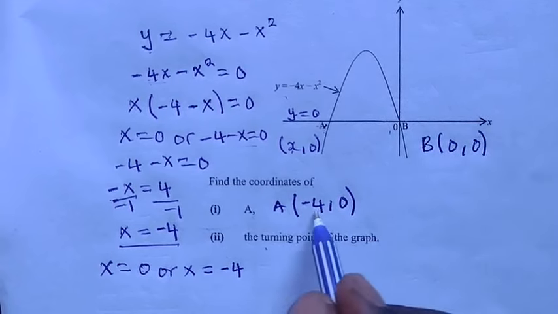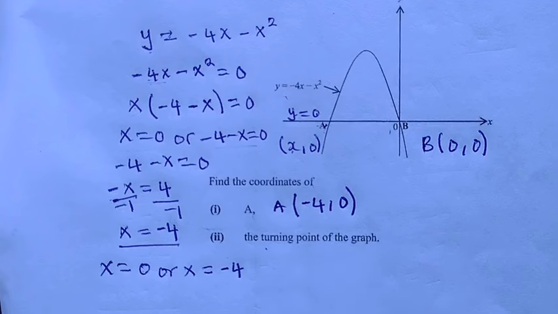Now they just wanted you to find the coordinates of A. So we have found our first answer. Let us now look at question 2. Find the coordinates of the turning point of the graph.